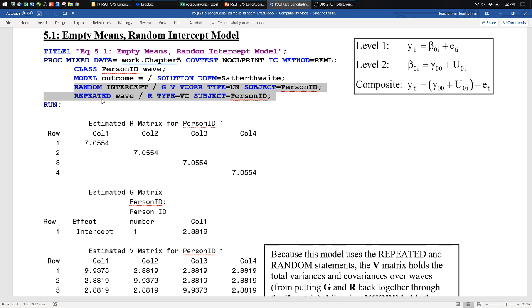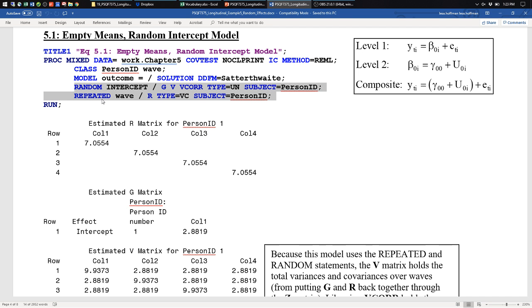I am asking it to print a bunch of stuff for pedagogical reasons. You don't have to ask it to print all this if you don't want to, but I'm asking for G. So that's my level 2 matrix of random effects, variances, and covariances. I'm asking for V. What's V? Total. G and R put back together again. The total prediction for the data. V core is the correlation version of V.